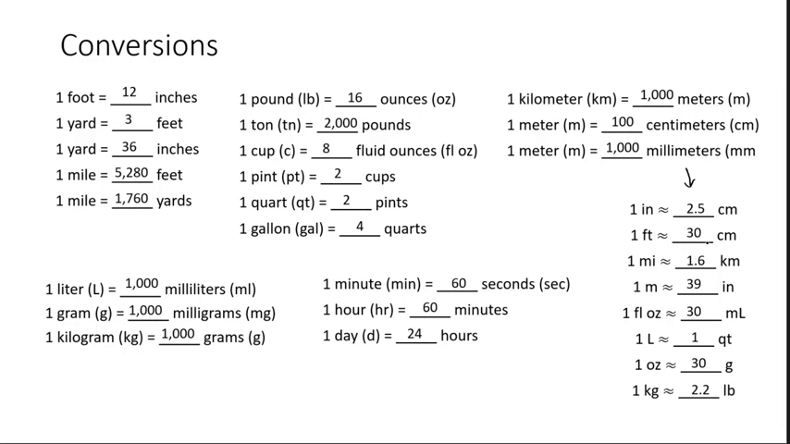1 foot is 30 centimeters, and 1 fluid ounce is 30 milliliters, and 1 ounce is 30 grams. So if you had to guess, 30 is the most commonly used number. We see it used 3 times just in this list right here.